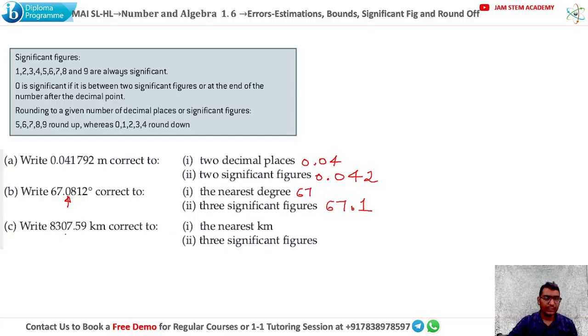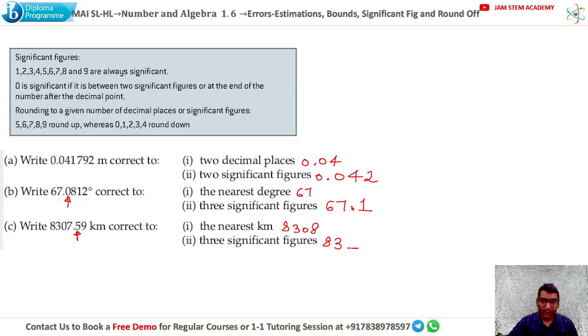Next, 8307.59 kilometers. Nearest kilometer. So check for this digit. What is that? 5. So yes, increase by 1. So it will become 8308. Okay. And the next one says correct up to three significant figures. Okay, three significant figures. So 8307. 8307 has four significant figures. But your answer must be a four-digit number, right? So in this case, how can we write our answer so that we get three significant figures? Check for this 8, then 3.